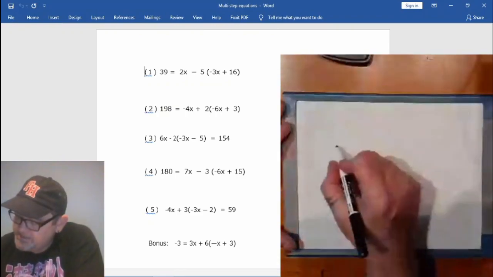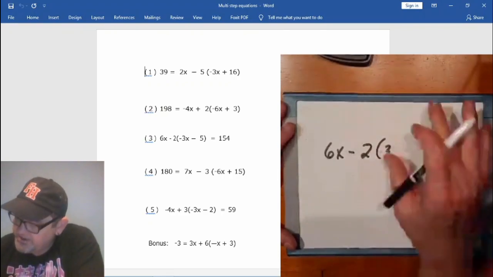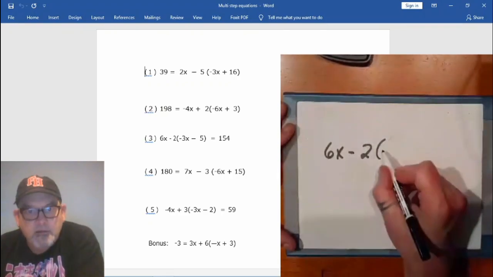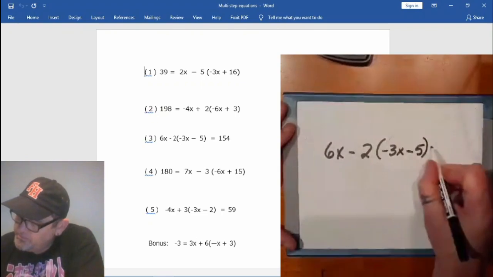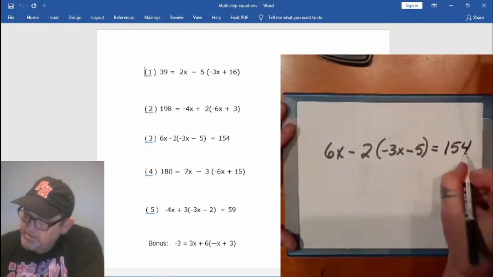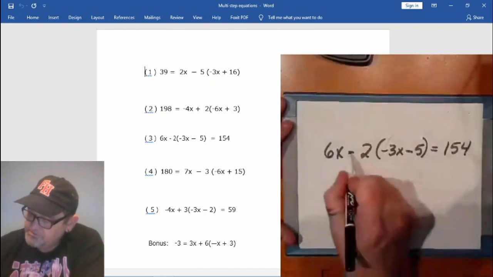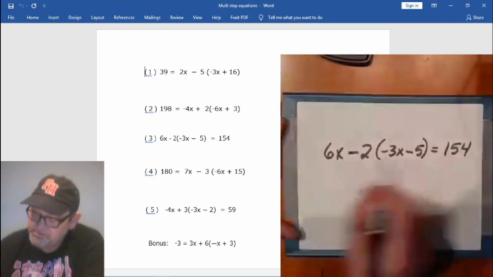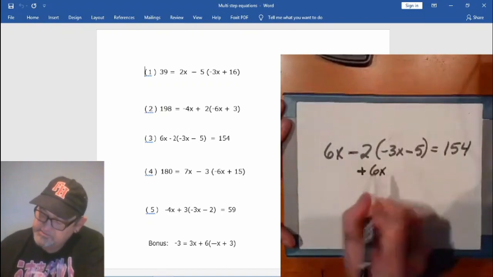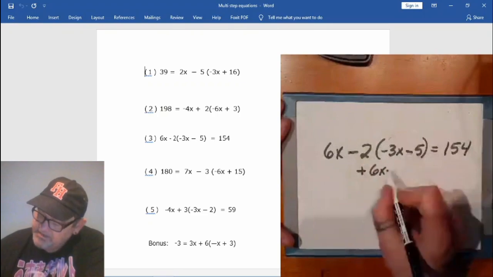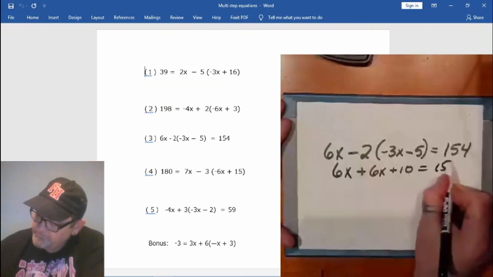Number 3: 6x minus 2 times negative 3x minus 5 equals 154. All right? Distribution first. Always distribution first. Or an exponent first, actually, but we don't have any exponents, so we can just do the distribution. Negative 2 times negative 3x is positive 6x. And then negative 2 times negative 5 is positive 10. I can bring down the 6x, since I haven't used it, and then this 154.